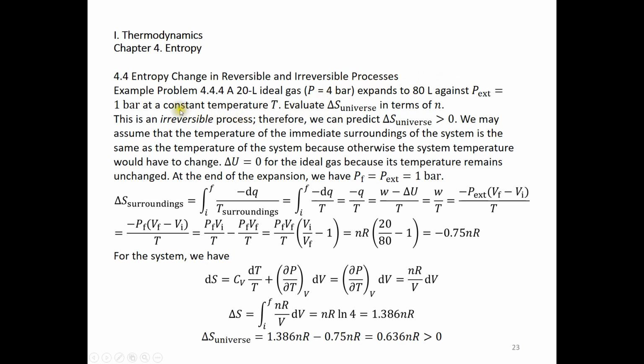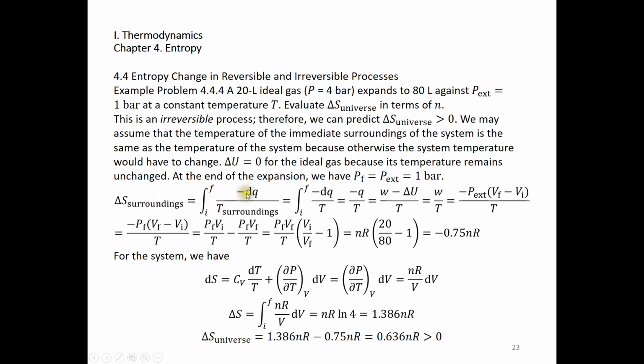And also, we know it's constant temperature. Therefore, dU is 0 for this ideal gas. Alright, because it's an irreversible process, we know the entropy change of the universe is greater than 0. And also, we can quantitatively calculate the entropy change of the universe. So first, let's look at this delta S surroundings. Again, we'll just use this equation.